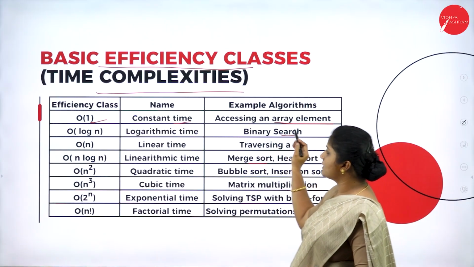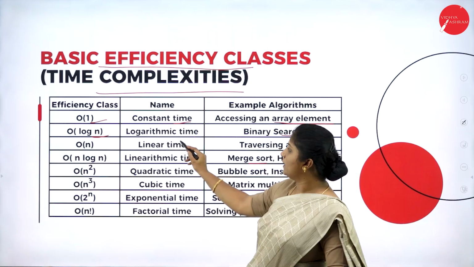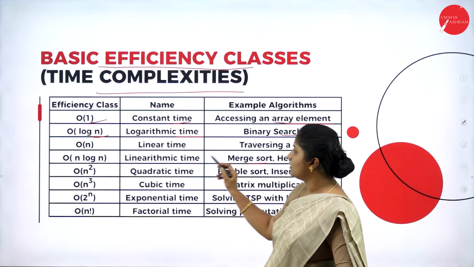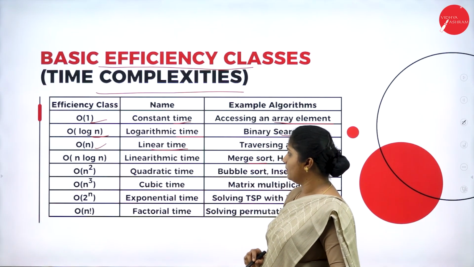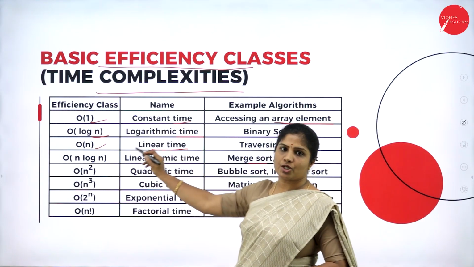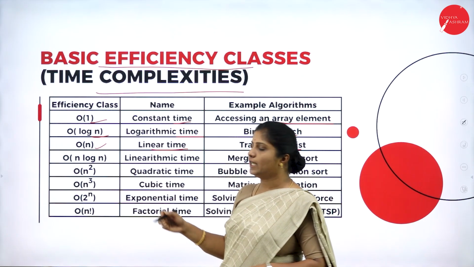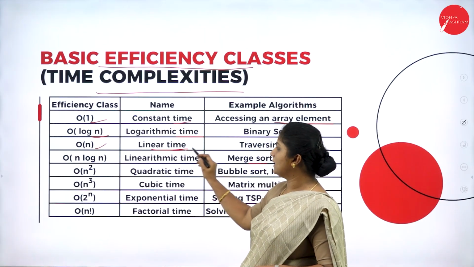Next, we have binary search. For that, we have big O of log of n. We say that it is logarithmic time. Next, traversing a list, we have big O of n. That is, we say linear time because it should search throughout the n number of elements. It needs to search n number of elements. That's why we say linear time.